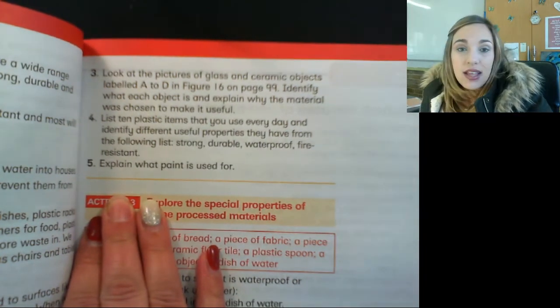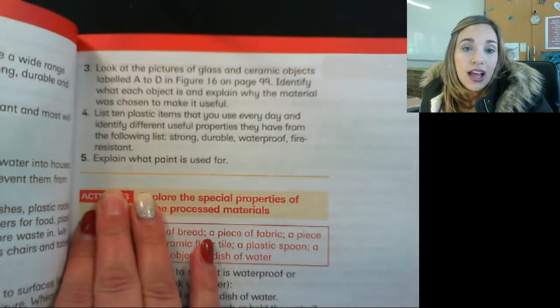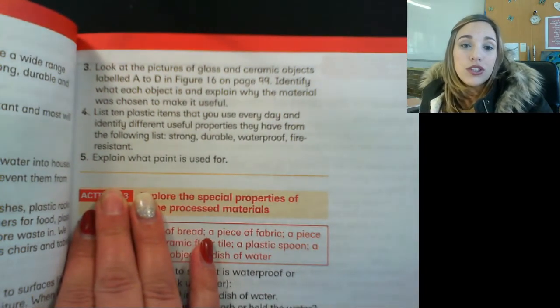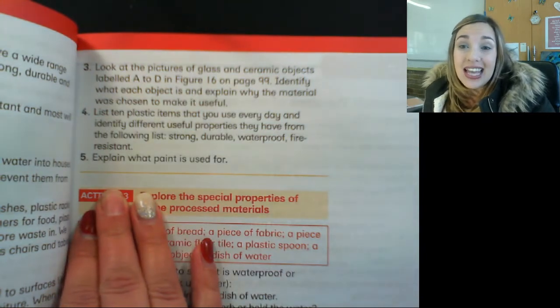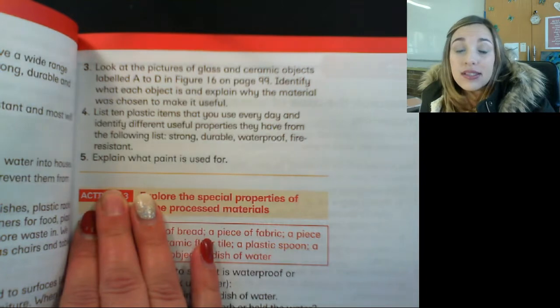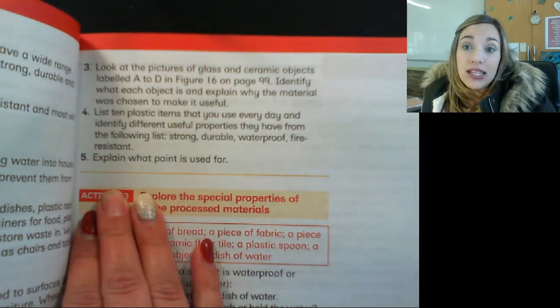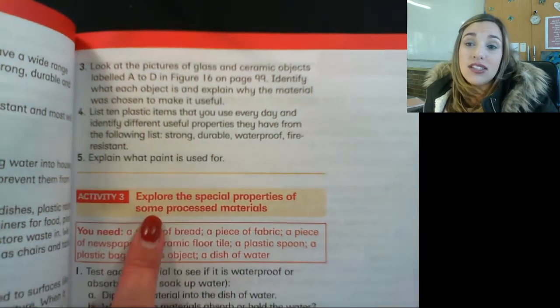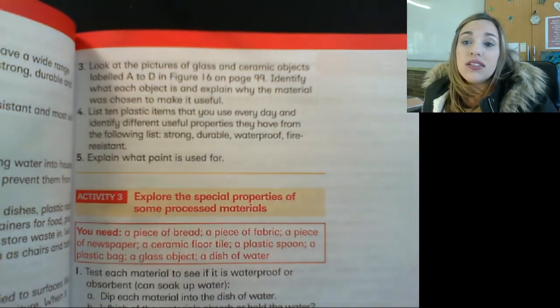Okay, right, then number 4, list 10 plastic items that you use every day and identify different useful properties they have from the following list. Strong, durable, waterproof, fire resistant, you can add there, flexible, transparent, anything, okay? And you list 10 and you think, what made it good?